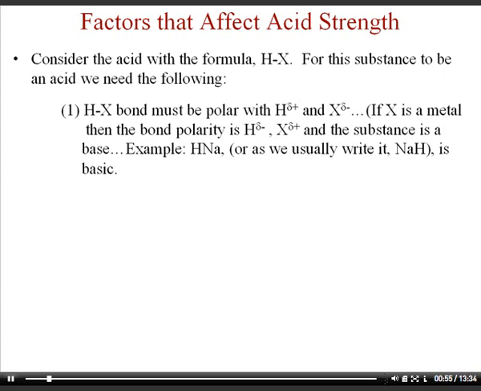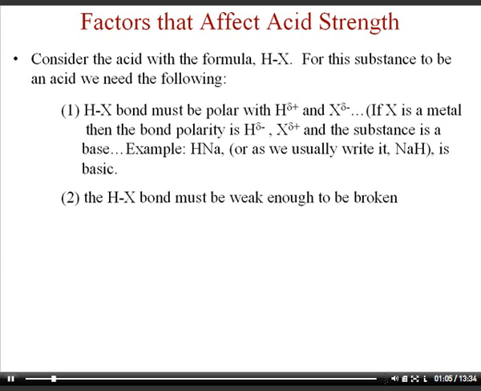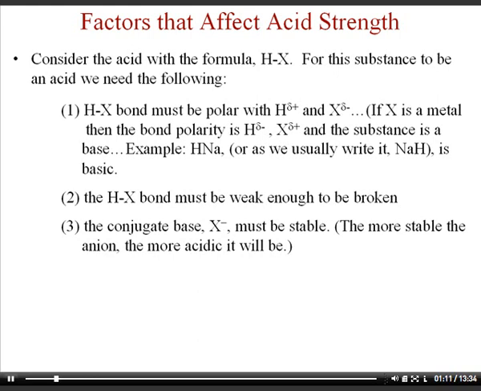and we have that as one of the ions that makes a solution basic. So, in order for it to be an acid, the X substance has to be more electronegative than the hydrogen. The second thing that you need in order for the substance to be successful as an acid is that this HX bond must be weak enough to be broken. And the third thing, there's actually three factors, the third thing that makes a substance a stronger acid in a solution is that this conjugate base, this X minus substance, must be stable.